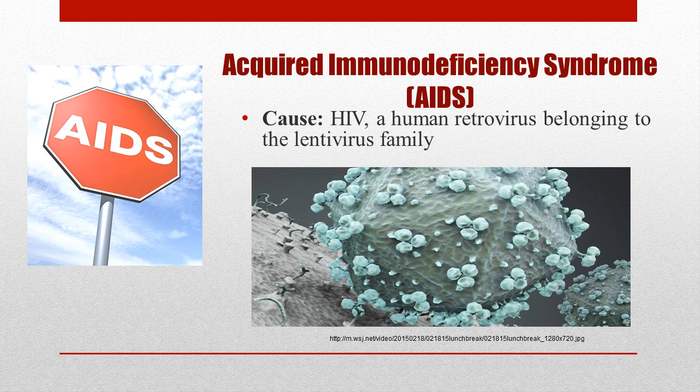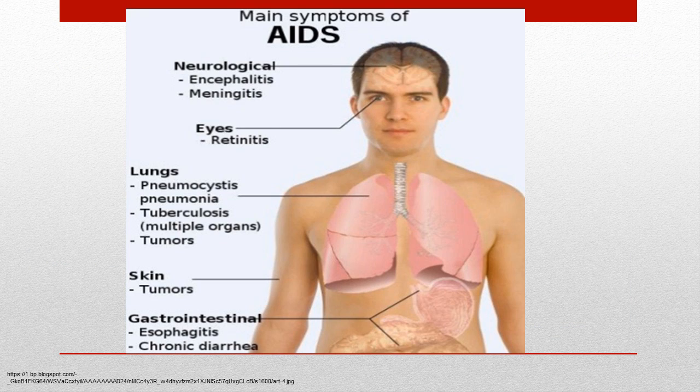Acquired immunodeficiency syndrome, AIDS. The cause is HIV, a human retrovirus belonging to the lentivirus family. The main clinical symptoms of AIDS arise from profound immunosuppression that primarily affects cell-mediated immunity, and it is a sure sign of AIDS.